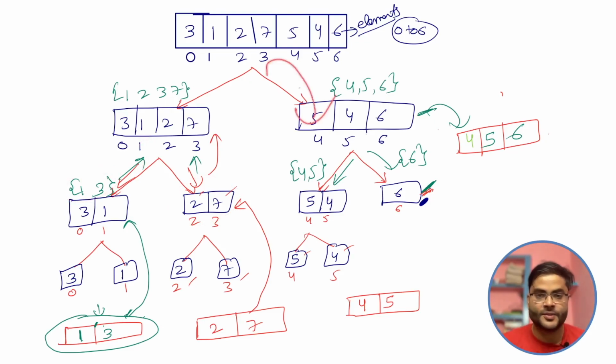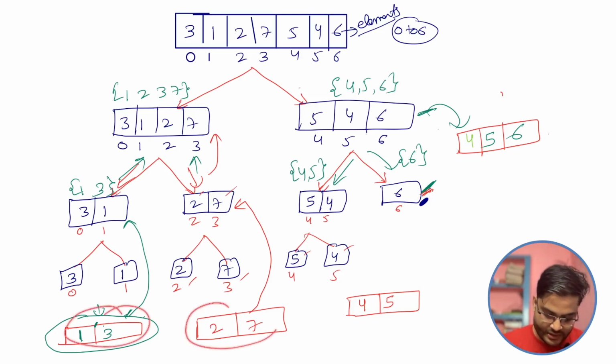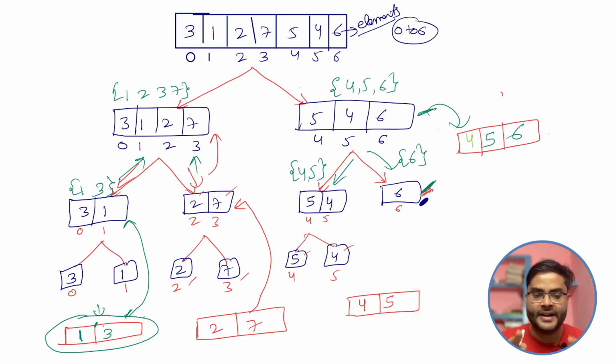Similarly in the right subtree. So we are doing two steps. First we are dividing, and another we are solving them. So we are solving them by merging them. Okay, so we are merging them in sorted order.